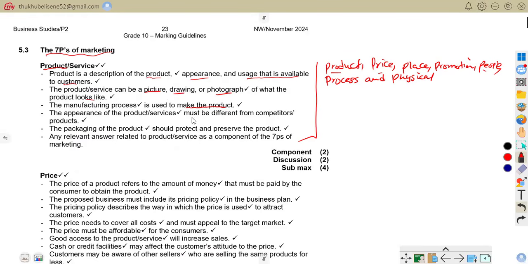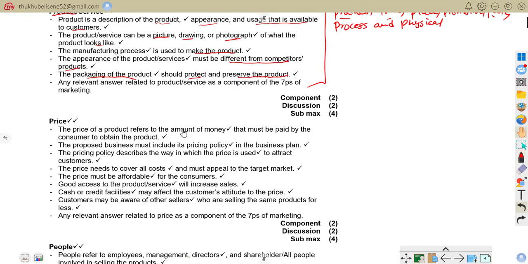The appearance of the product or service must be different from competitors' products so that you are able to gain competitive advantage, so that you are different from your rivals. The packaging of the product should protect or preserve the product. So let the packaging protect the product. Any relevant answer is going to be accepted. So now let us move on to the price.